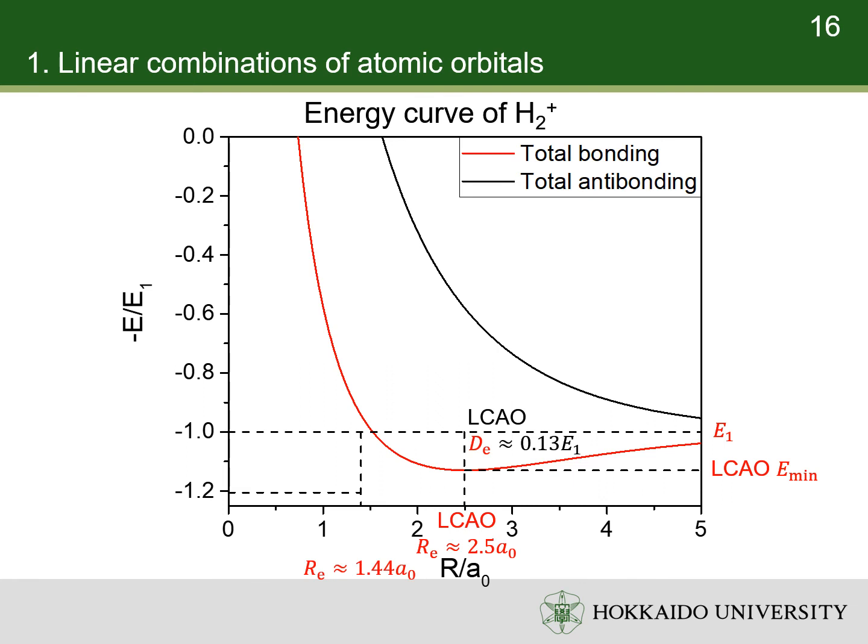However, the experiment gives an equilibrium distance of 1.44 Bohr radius and a binding energy of 0.2 times the energy of the 1s orbital. It suggests that the linear combination of atomic orbitals is not accurate. Nevertheless, it qualitatively explains the formation of chemical bonds.